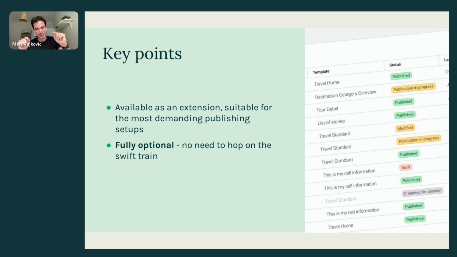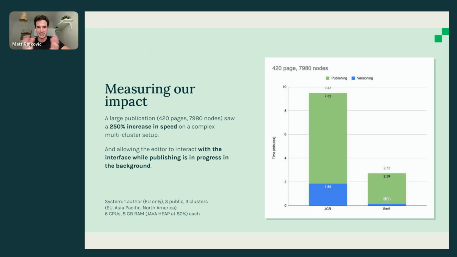I talked a little bit about speed, about performance, but what do I mean when I say that it's much more performant? We performed this test with 420 pages, which is roughly 8,000 nodes. And what you see on the left is a chart of how long the publication was taking with the current Magnolia publication, the out-of-the-box publication. And on the right, you can see how it works with the Swift publication.